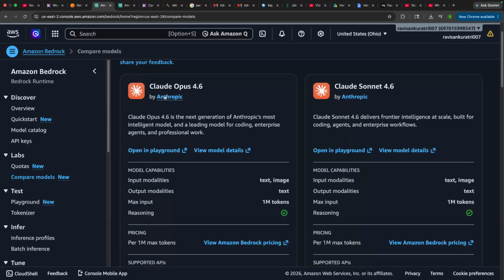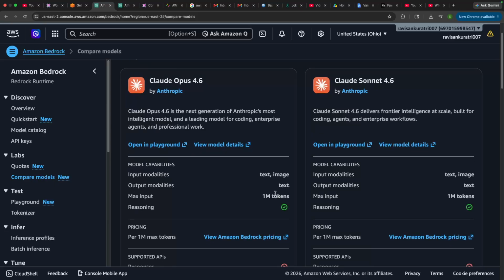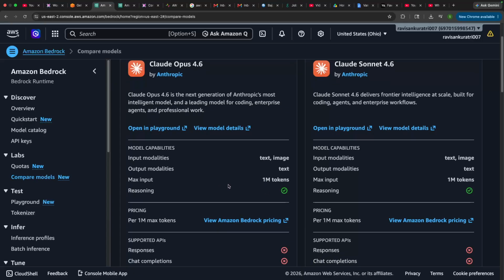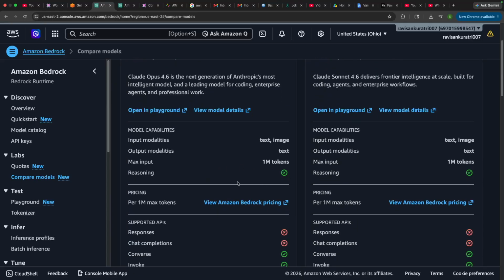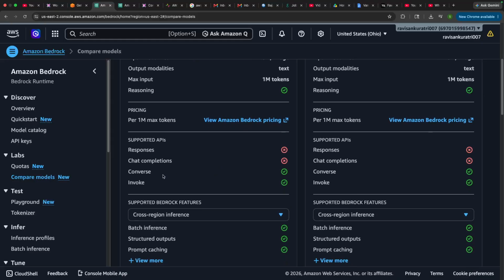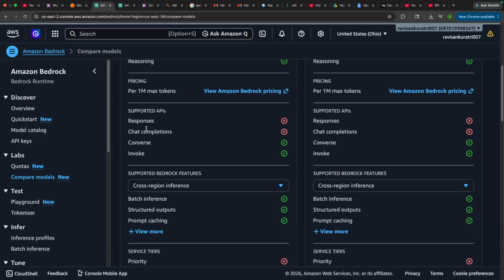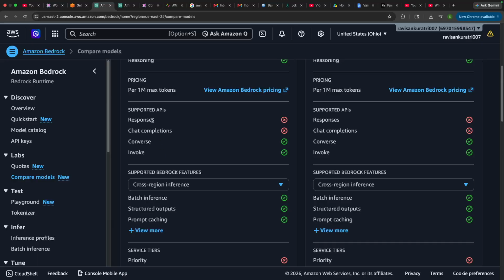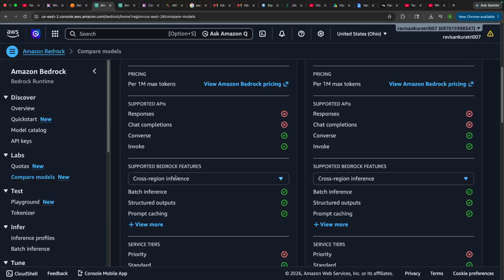So here, let's go through Claude Opus 4.6. Input modalities: text and image. So this model can only take text and image as inputs and give you text as output. You cannot insert a video, or expect an image or a video from this model. The max input is 1 million tokens, and this is a reasoning model. Pricing related stuff you can check through here. I'm not going into it. There are a few types of APIs which I'm not aware of, but this is how it looks. And coming to the inference, it supports all kinds of inference.